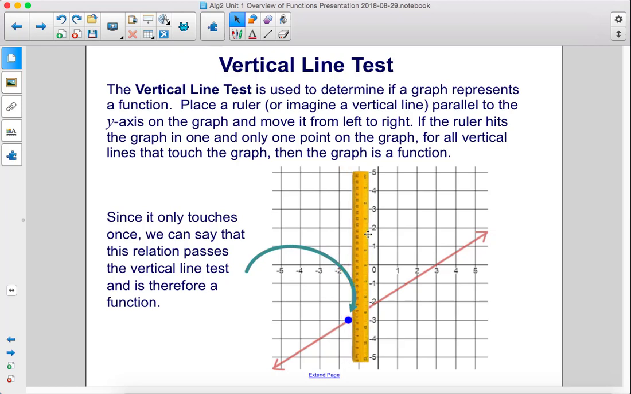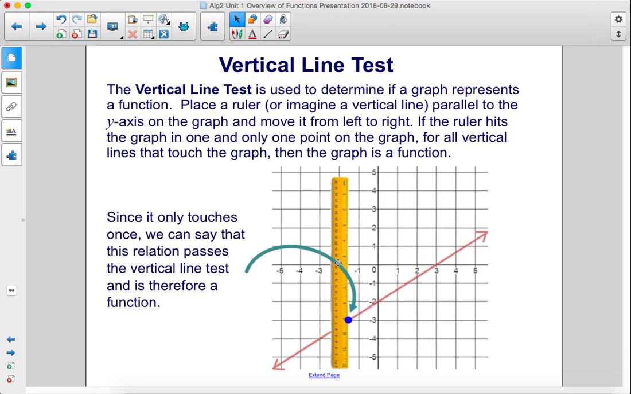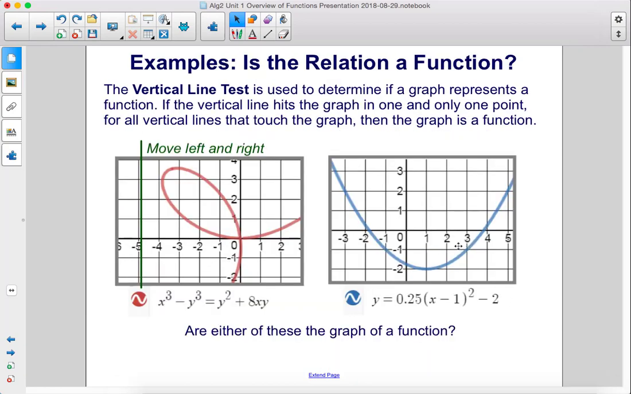So if we take this ruler and move it left and right, we see that as we move it, here it only hits the graph in one point, here the ruler only hits the graph in one point, etc. If you keep moving it back and forth, you see that it does pass the vertical line test. Since it only touches once, we can say that this relation passes the vertical line test and is therefore a function. Are either of these the graph of a function?